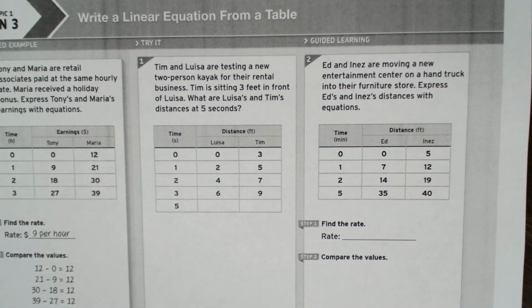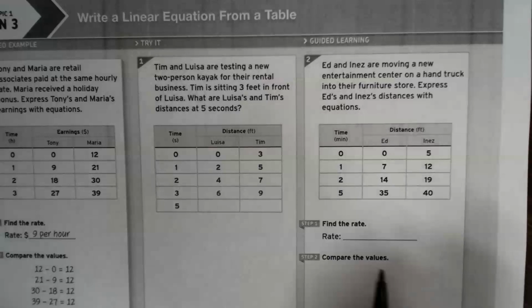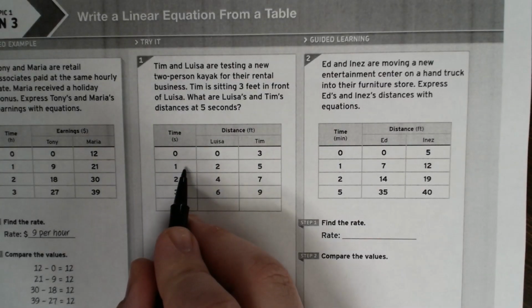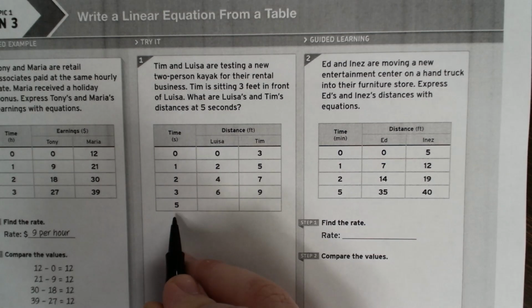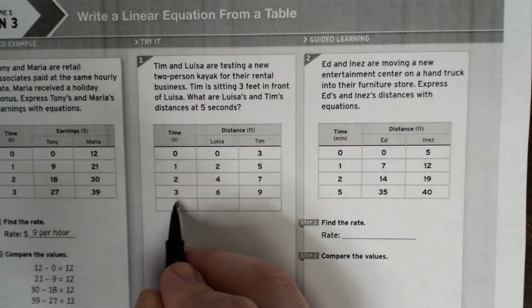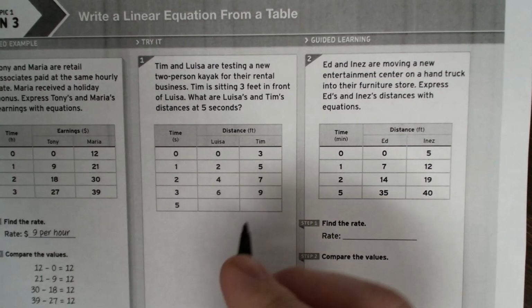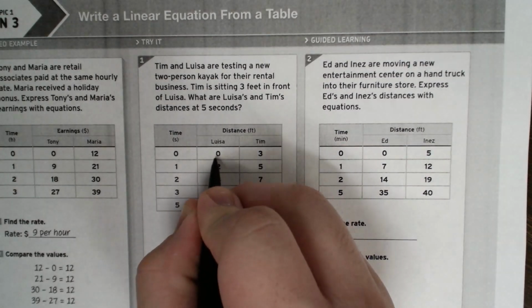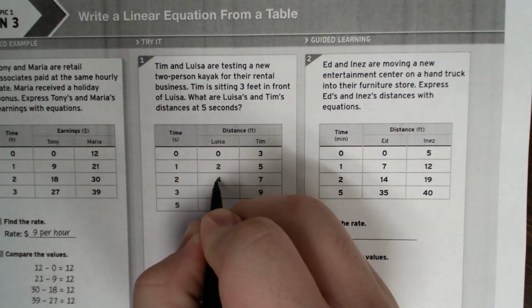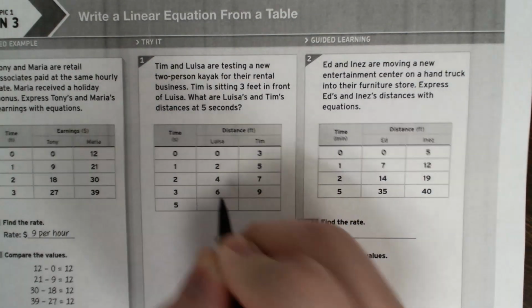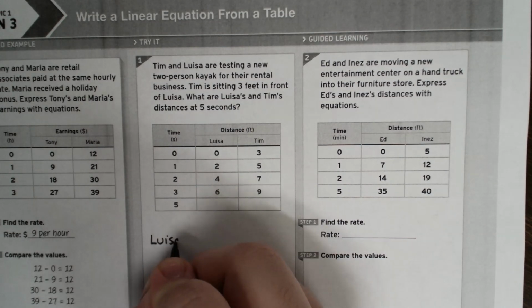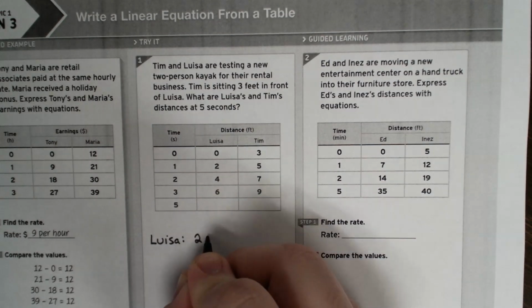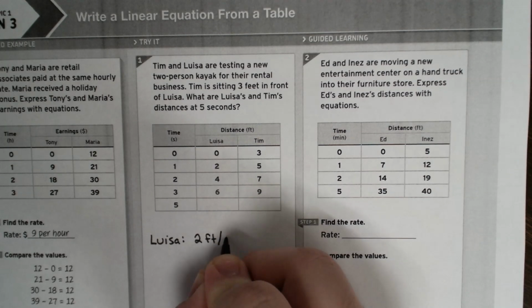What's kind of tricky about this one is the times are going up by 1, and then 1, and then 1, and then 2. So we're missing the 4-second mark, so be careful on that. But looking at the change, we've got Louisa going up 2 feet, and then another 2 feet, and then another 2 feet. So it looks like Louisa is moving at a rate of 2 feet per second.